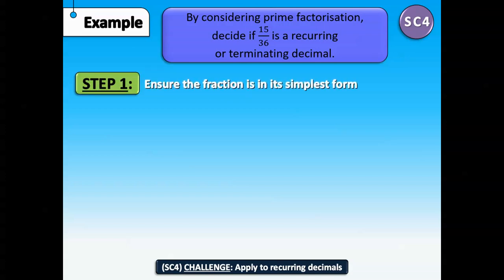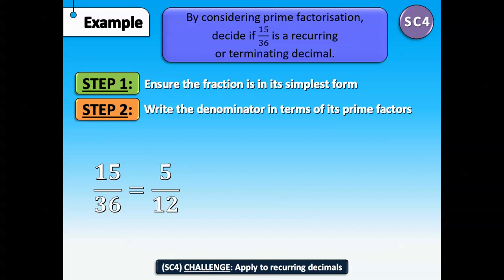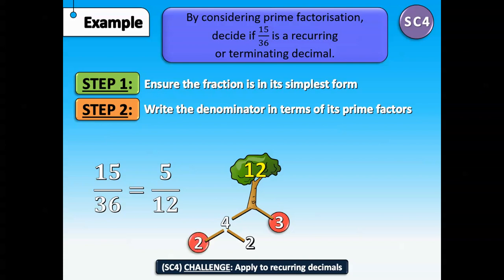Well, the first step is ensure that the fraction is in its simplest form. So we need to simplify 15 over 36. So we can divide both numbers by 3, so that would be 5 over 12. Then we write the denominator, that's the number on the bottom, in terms of its prime factors. So 12 is 4 times 3, and 3 is prime. And 4 is 2 times 2, and 2 is prime.